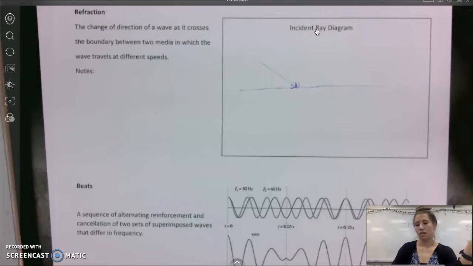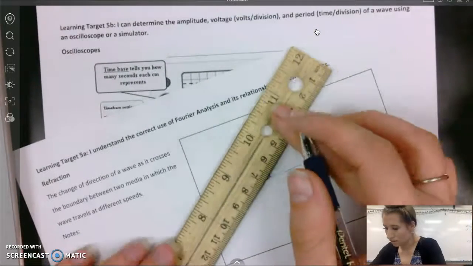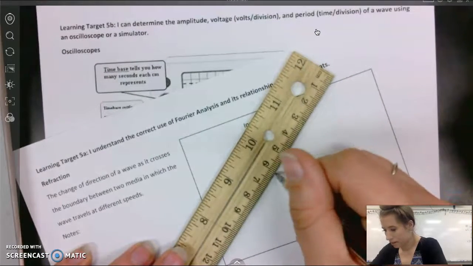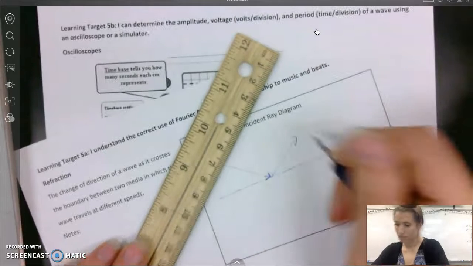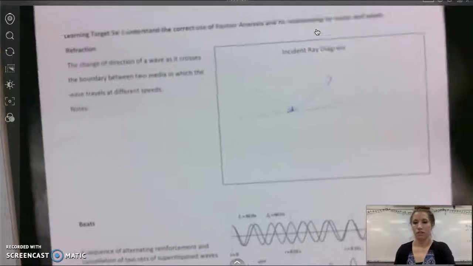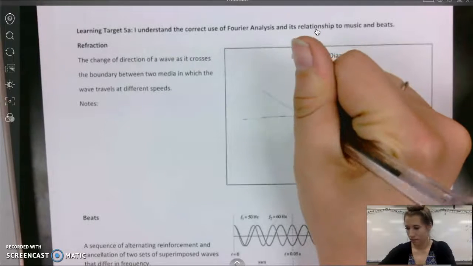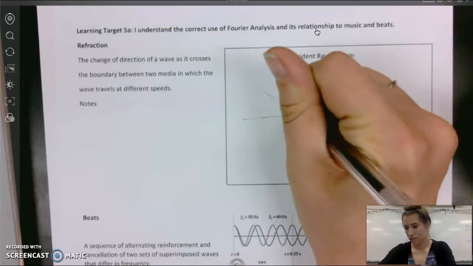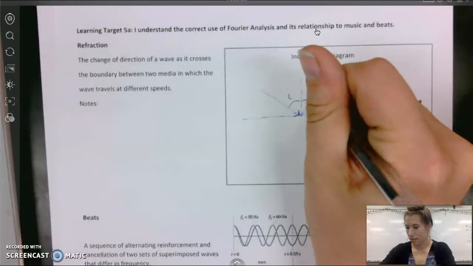Okay, if it's reflected, then it will bounce off of that surface at the same angle. Okay, so that would be a reflected wave. Whatever angle it entered at, it's going to be the same when it leaves.